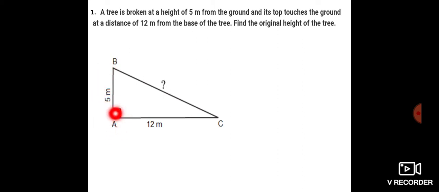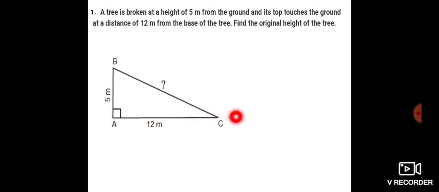This is the root of the tree. Suppose this is a big tree. The A is the root of the tree. Then at a height of 5 meter, this big tree is broken and its top may be C. Point C may be the top here. Then it touches the ground at a distance of 12 meter from the base of the tree, from the root of the tree.